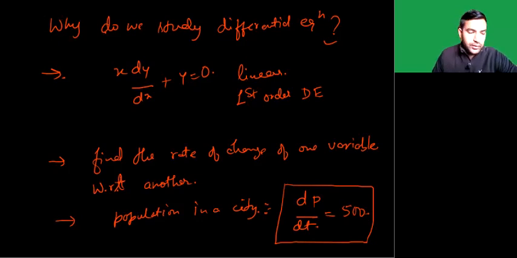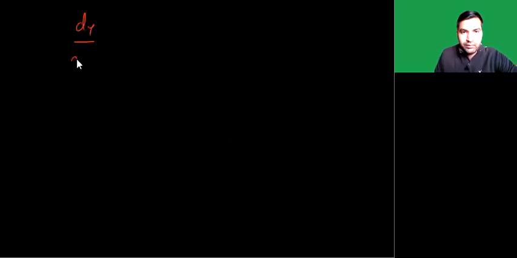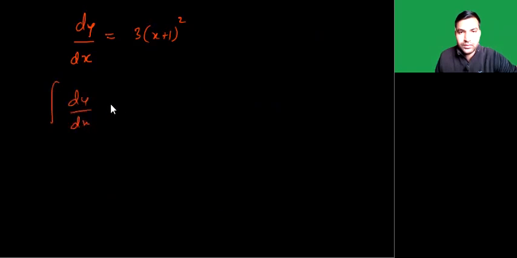So friends, let's say, for example, we have dy by dx, derivative of y with respect to x, as 3 into (x plus 1) whole square. Now I want to solve this. Solve means what? I need to find the function related to this. So we'll integrate both the sides with respect to x. Integral of dy by dx is equal to integral of 3 into (x plus 1) whole square dx, and we will write dx here.